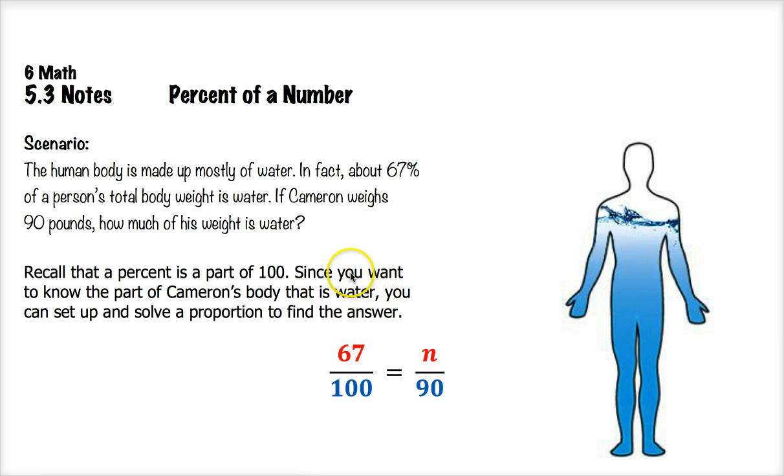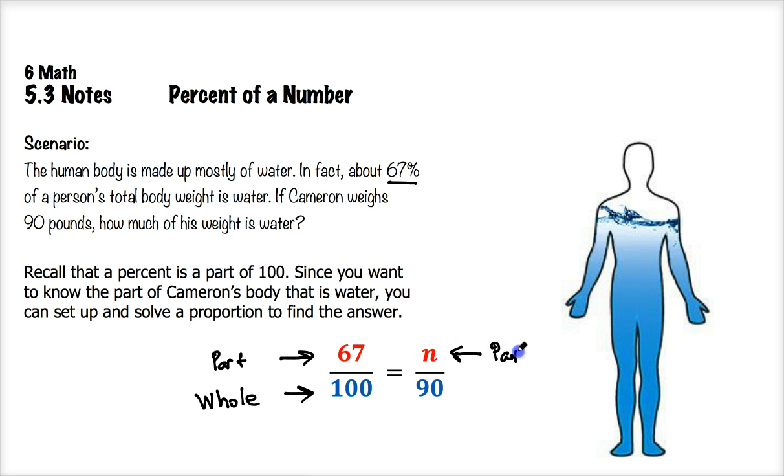So if you look at the proportion I have set up below, we have 67 over 100, and that compares the part, which is the 67, to the whole, which is the 100. And we get that from the fact that 67% of a person's body weight is water. We're going to compare this part and this whole to this part and this whole for Cameron.